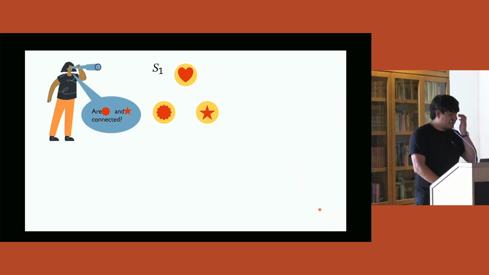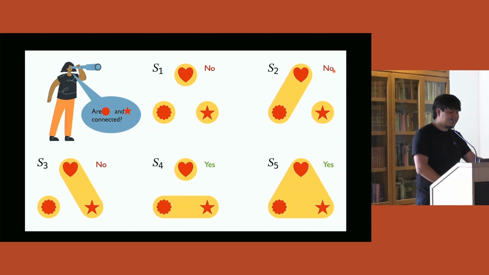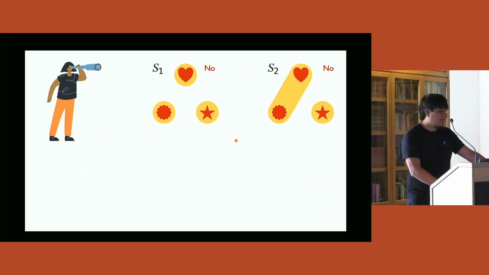We have a scientist, and the scientist asks whether the cloud and the star are connected. If they observe system 1, the answer is no, because they're not connected, as you can see in the yellow shaded area. And then you do the same for all the other systems, and you get these different answers. It sounds pretty simple, because it is. Now let's say we take two of such systems, S1 and S2, and we ask the same question. The answer is still no.